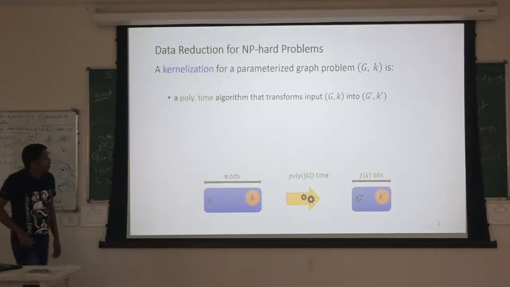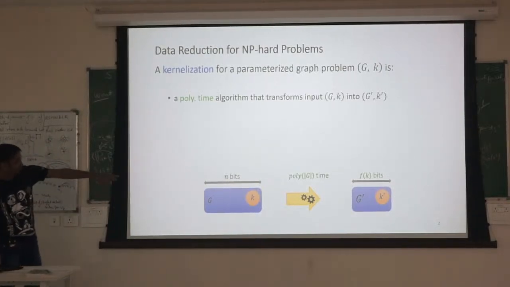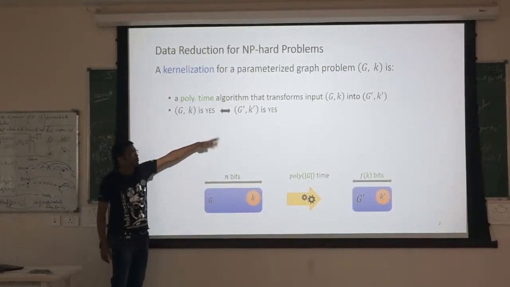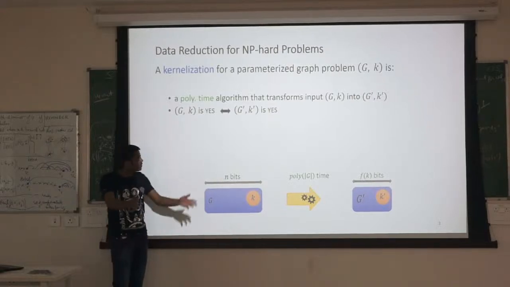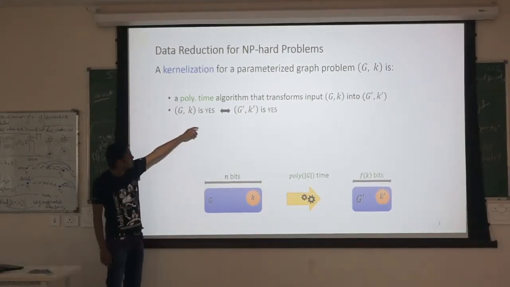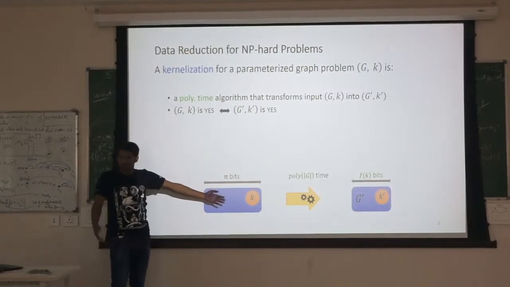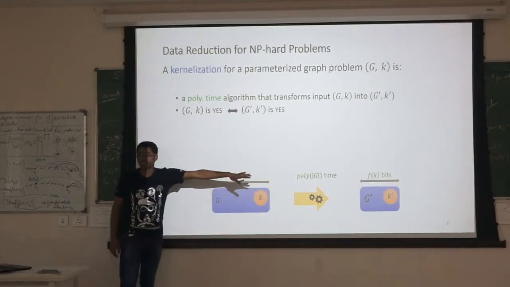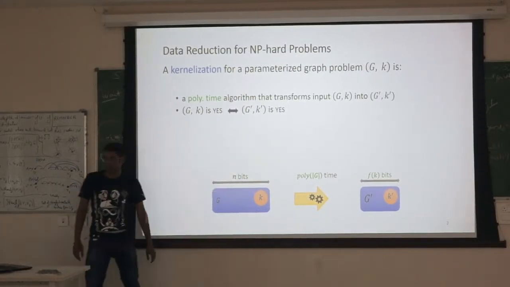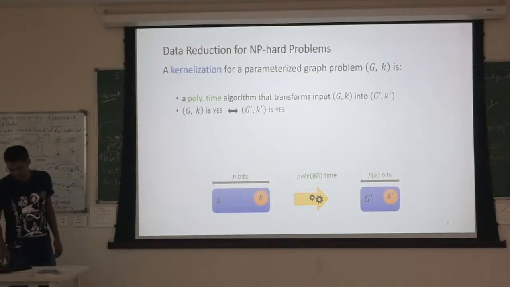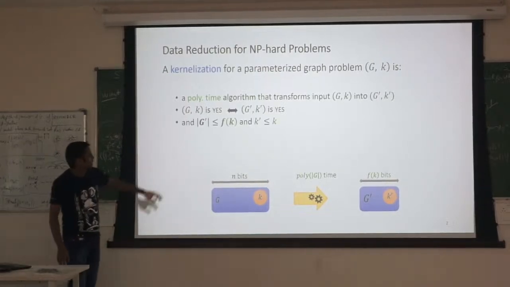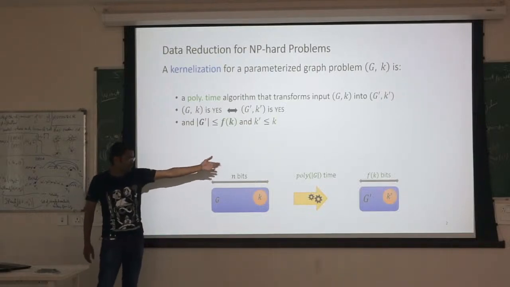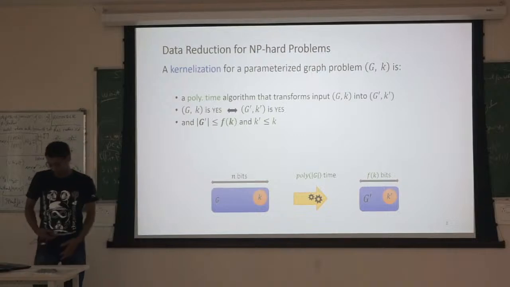And what property do we want between these two instances? We say that (G, k) is a yes instance if and only if (G prime, k prime) is a yes instance. What does it mean for (G, k) to be a yes instance? With the example of vertex cover, if you have a vertex cover of size k here, then you also have a vertex cover of size k prime there. That's what it means. So it preserves the answer for the problem. And as I mentioned, G prime is bounded by some function of k, and k prime is not larger than k.